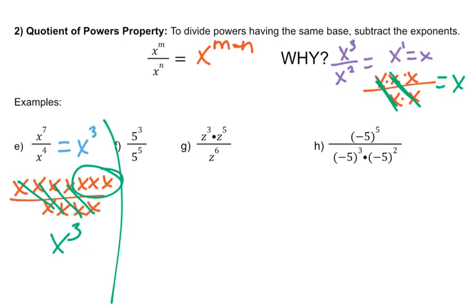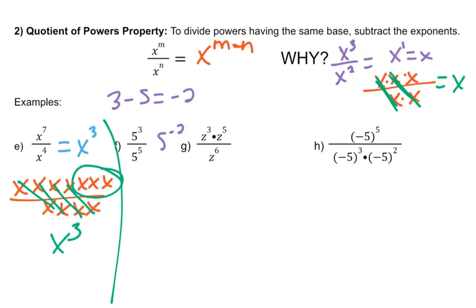So if I see 5 to the 3rd over 5 to the 5th, well, you just subtract them. 3 minus 5 is going to be -2. So this will be 5 to the -2 power. Yes, you could have negative exponents. If you've never seen them before, you can have it.